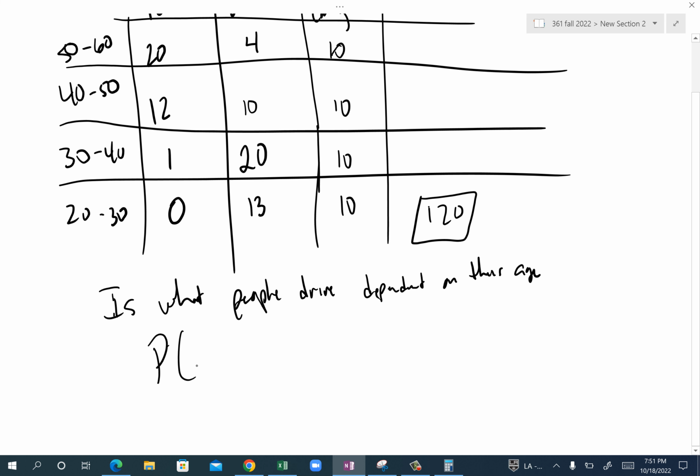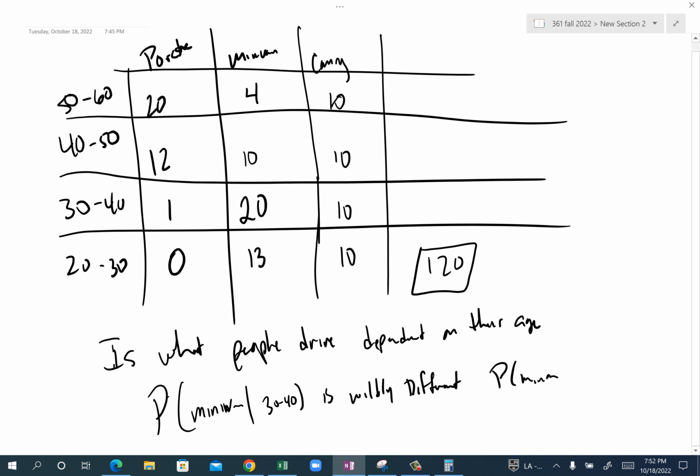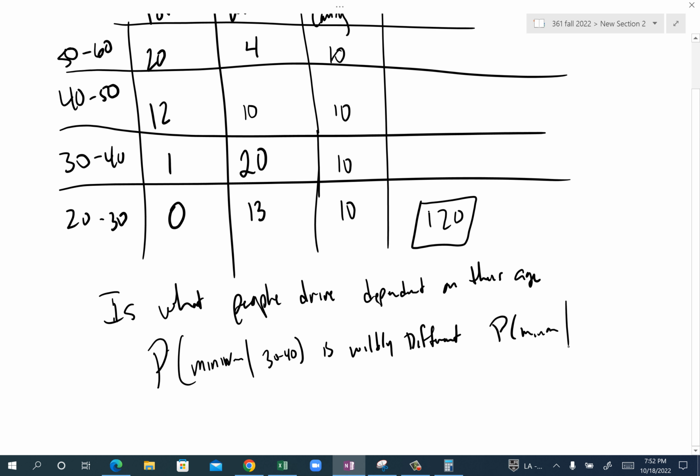Because the probability that you drive a minivan, given that you are in your 30 to 40s, is wildly different from the probability that you drive a minivan, given that you are in your 50 to 60s, for instance. The same percentages would have to apply. It's not a specific number, but they have to be ballpark the same.